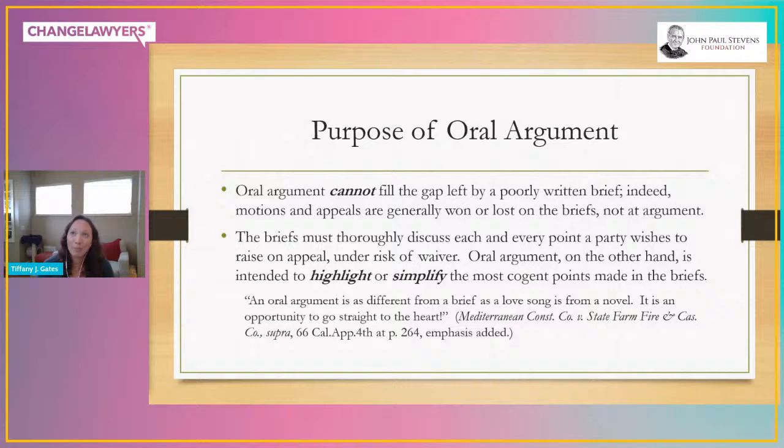Really what it does is it gives you an opportunity to highlight, emphasize, or simplify some of the most important points that are in your written briefs. A lot of times with briefing, you have to include every single point you want to make because there's the risk that if you don't include it, you waive the issue. And again, that applies in both the trial court and the court of appeal. But oral argument gives you a chance to get away from that rigidity and instead just focus on the most salient points that you want to discuss with the court because you think the court will be the most interested in them. So that's another purpose of oral argument.